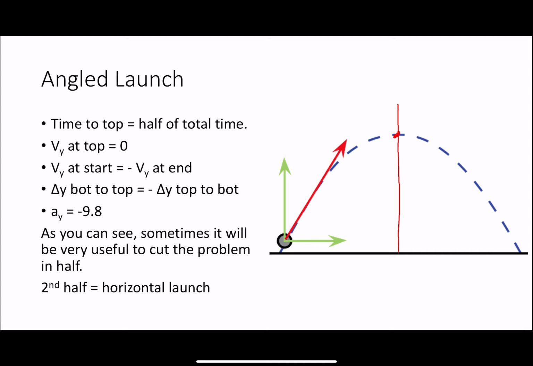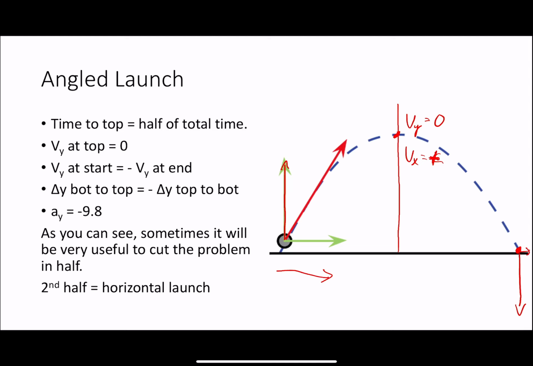Then we hit the top, and then all of a sudden we start moving back down, which means our velocity is negative. So at the top, we have a velocity in the Y direction of 0. Of course, our velocity in the X direction is always some positive number, because we're moving forward constantly. The velocity in the Y direction at the start is going to be equal to the velocity in the Y direction at the end, but the negative version, because at the very end, of course, we're still moving to the right, but we're also moving down.